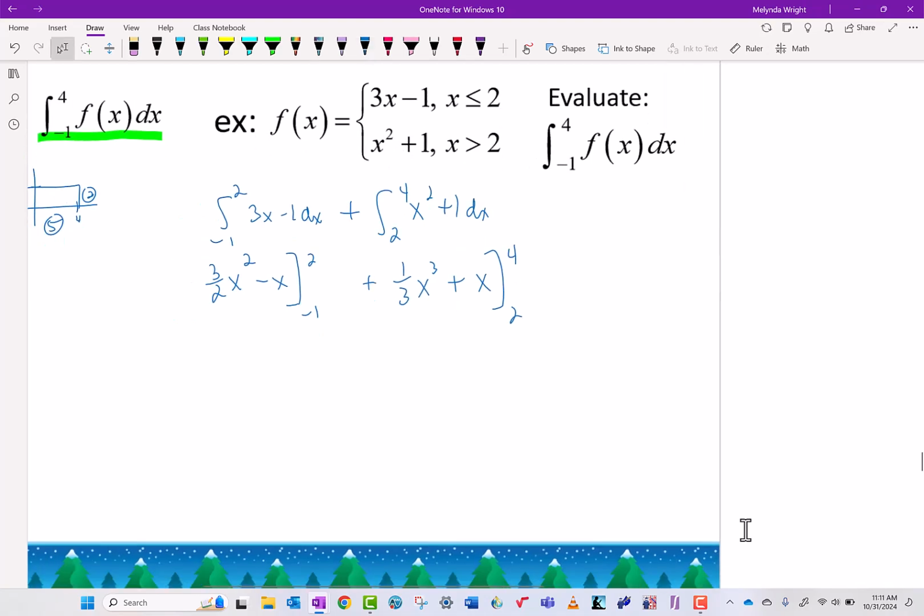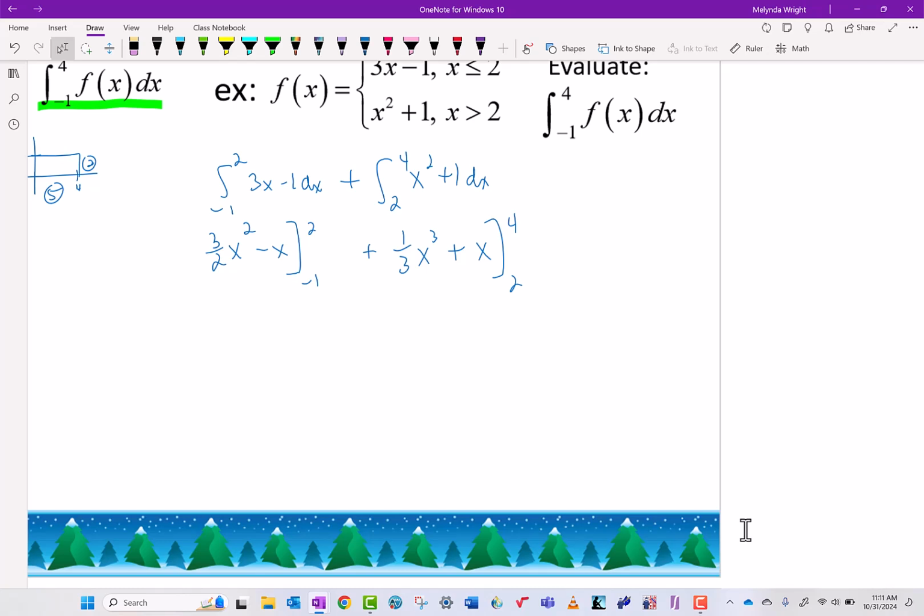Okay, looking good. So now we do our f of b minus f of a. So I've got 2/3, oops, it's 3/2, 3/2, and then I've got 2 squared minus 2. Okay, now I'll put the negative 1 in. 3/2 times negative 1 squared minus 1 plus.